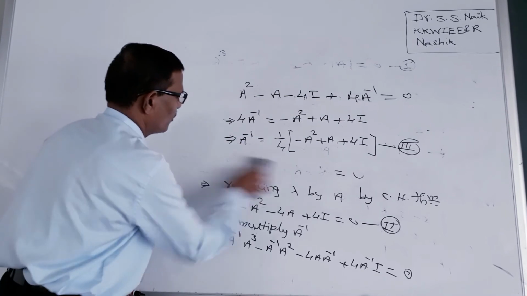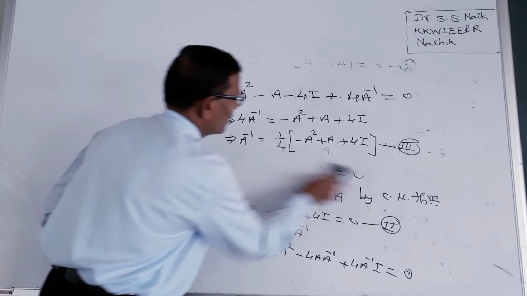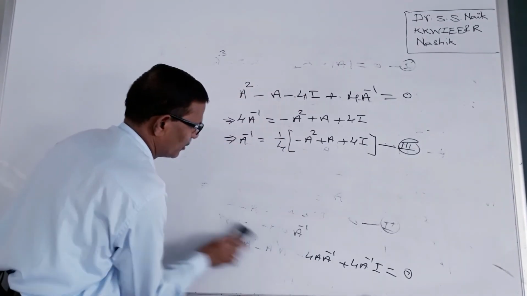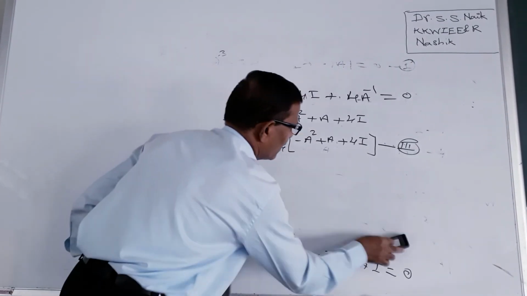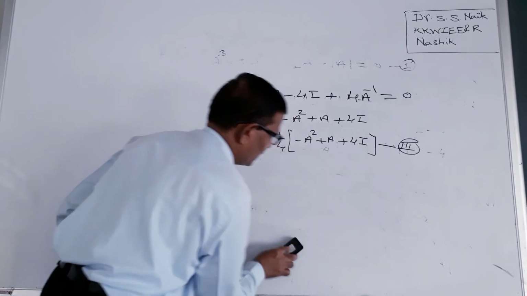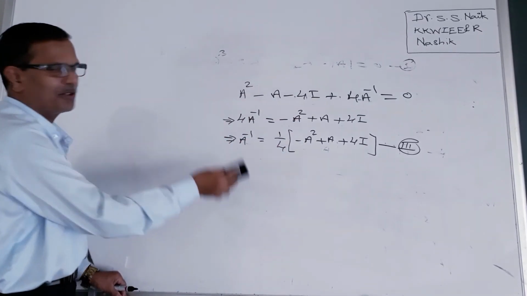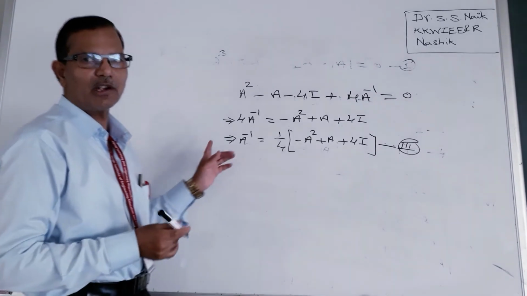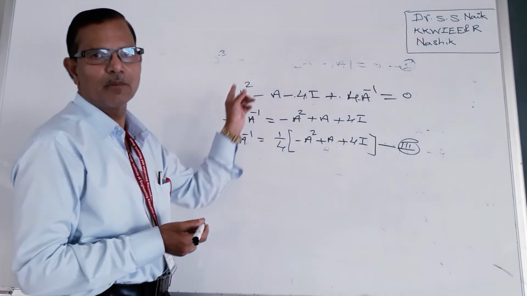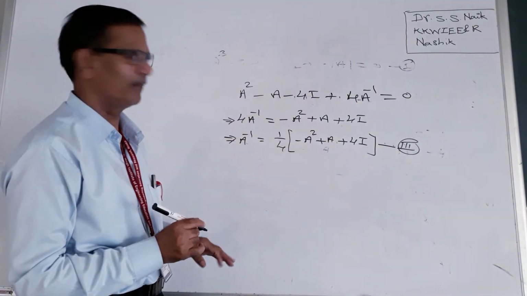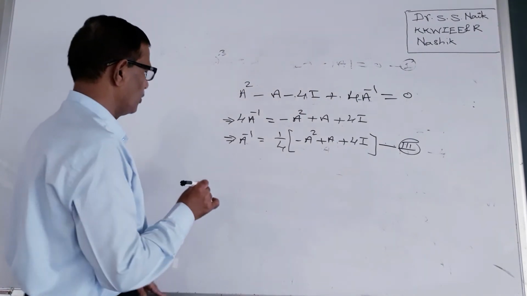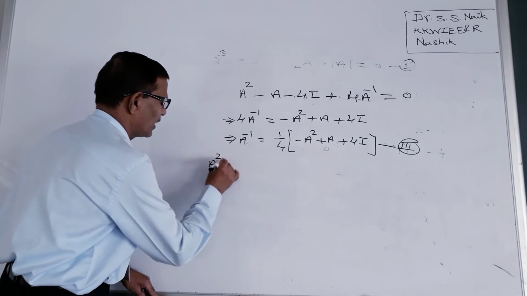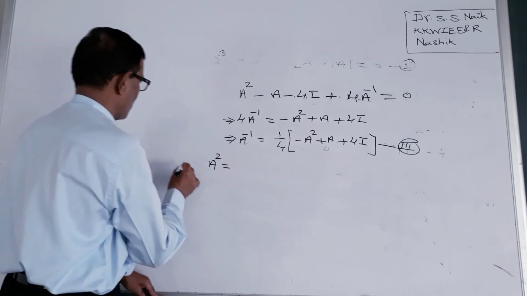Now what we do, we find A square. A is already given to you, and then 4 times the identity matrix. We will substitute those values in this equation, and we are going to get A inverse by using the Cayley-Hamilton theorem. So A is known to you, so you have A square is equal to.